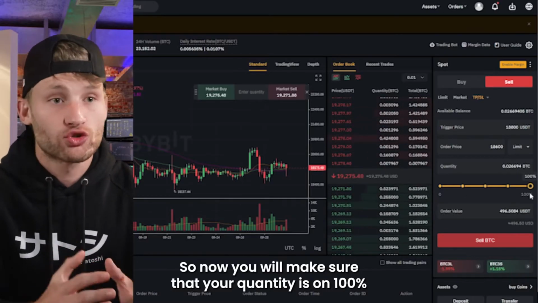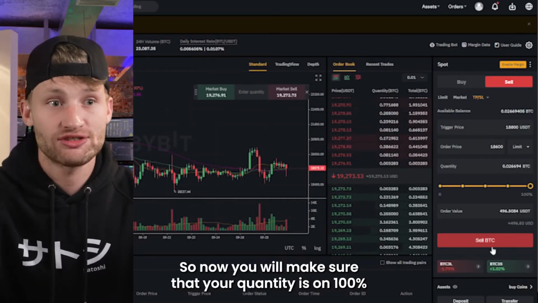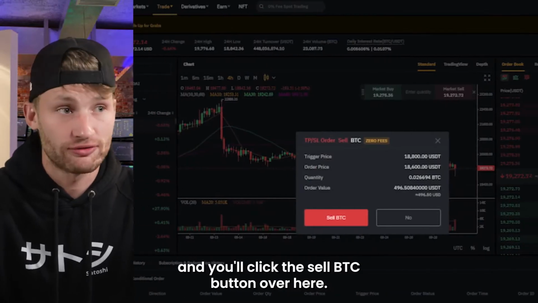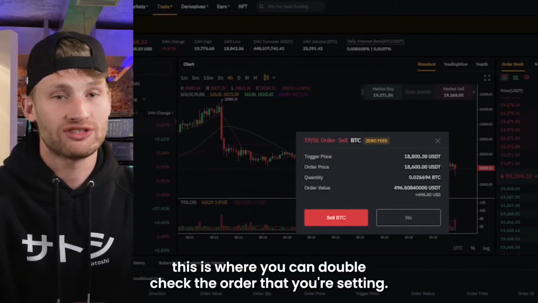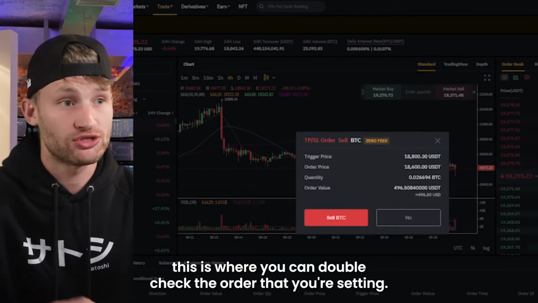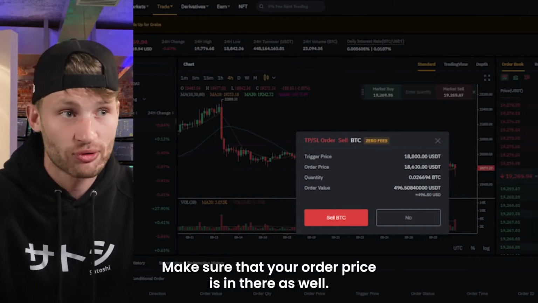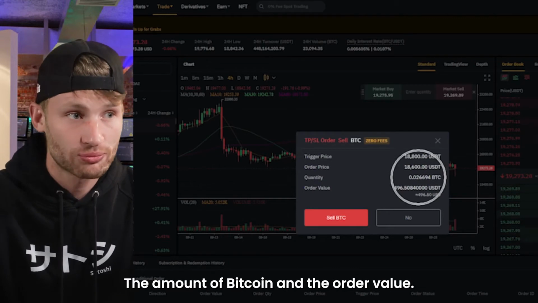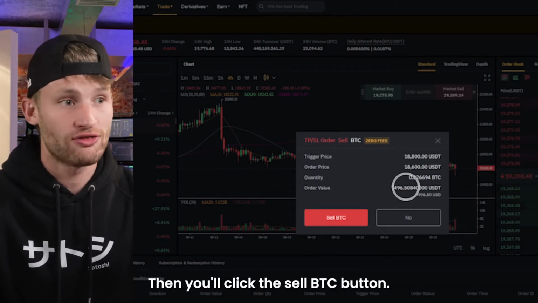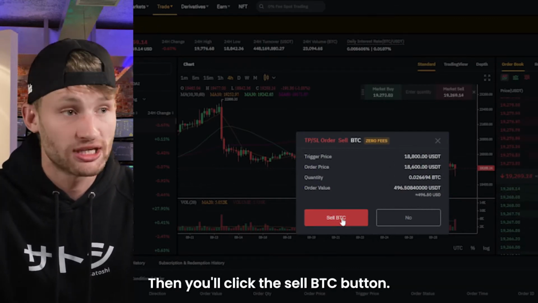So now you will make sure that your quantity is on 100% and you'll click the sell BTC button over here. Then this is where you can double check the order that you're setting. A trigger price, 18,800. Make sure that your order price is in there as well, the amount of Bitcoin and the order value. Then you'll click the sell BTC button.